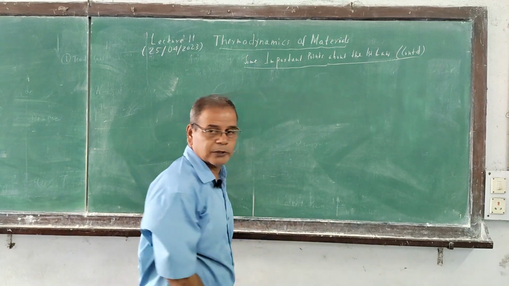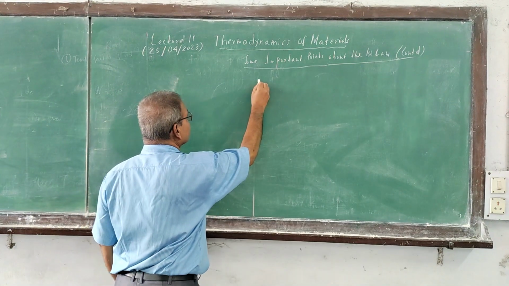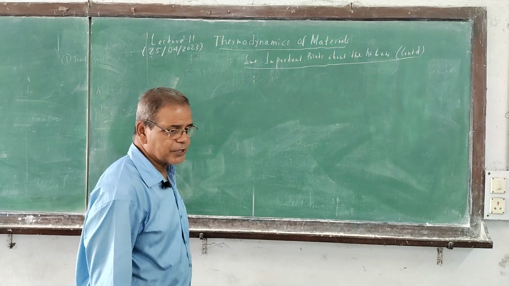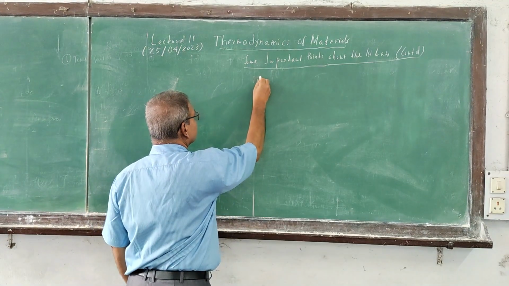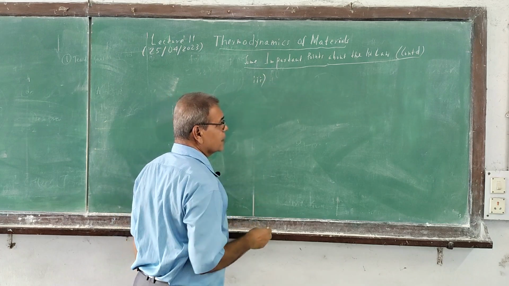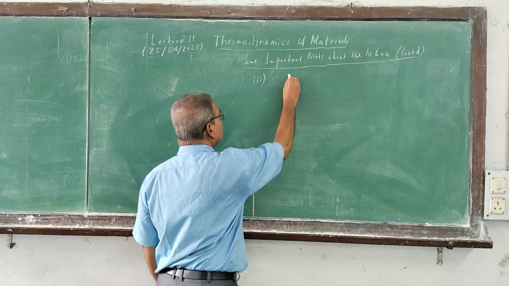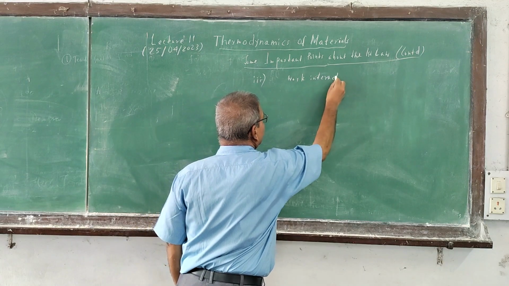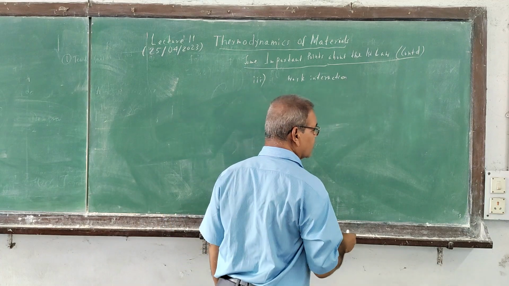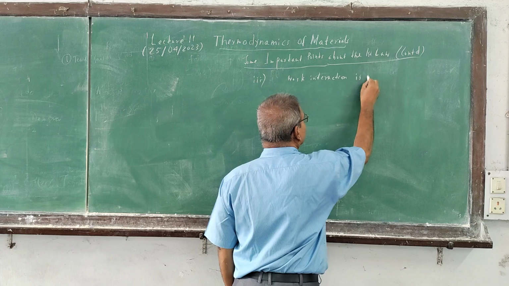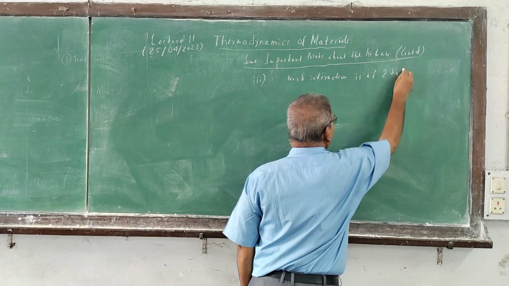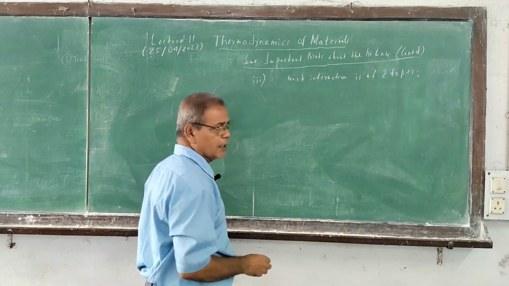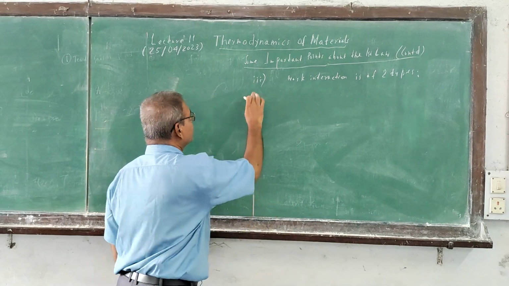The last one, I said, maybe another one. Is it the second point or third point? This is third maybe. Third is this: work interaction is of two types. Two types. Make it fourth then.